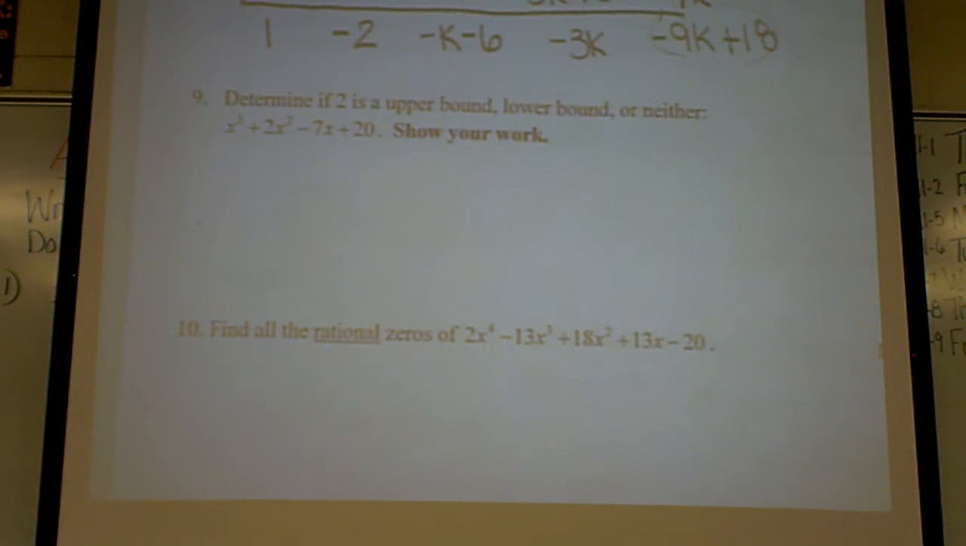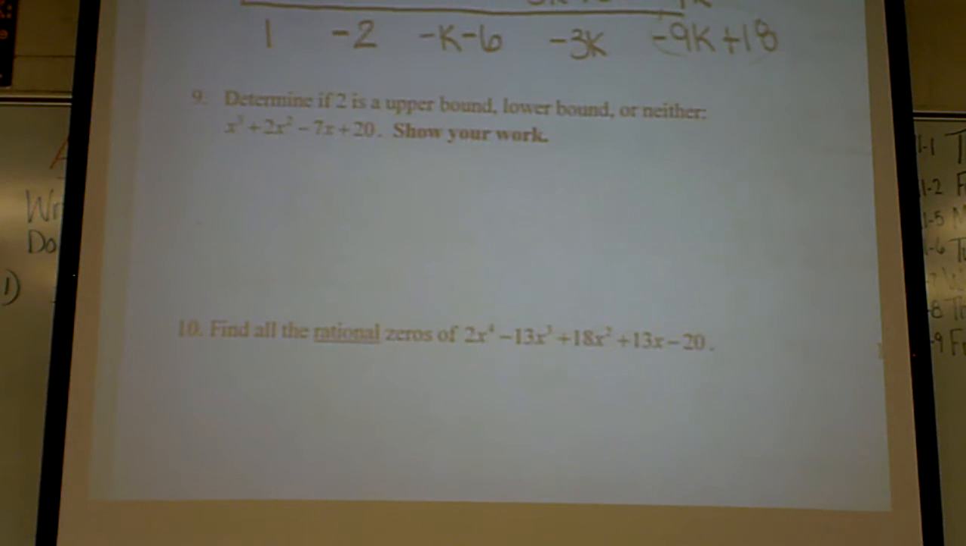Let's finish this. Determine if 2 is an upper, lower, or neither bound. So how do we tell if something is an upper bound? All positives. And if it's a lower bound, checkerboard. It alternates, positive, negative, back and forth.